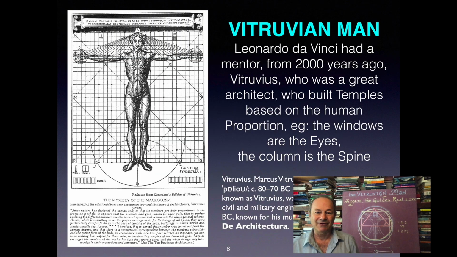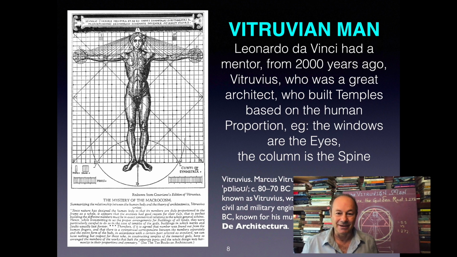So Vitruvius was a very interesting man. He was actually a Roman architect and engineer at the time of Jesus, so he was 2,000 years ago. When Leonardo da Vinci was putting a book together for Pacioli on the divine proportion, he was using this ancient knowledge of Vitruvius, this great architect. He talked about a temple, where the windows were the eyes and the column was the spine. So we have great respect for Vitruvius in his work entitled De Architectura.